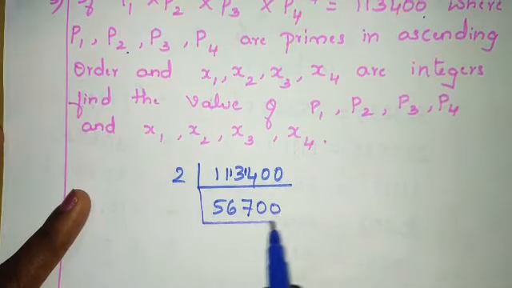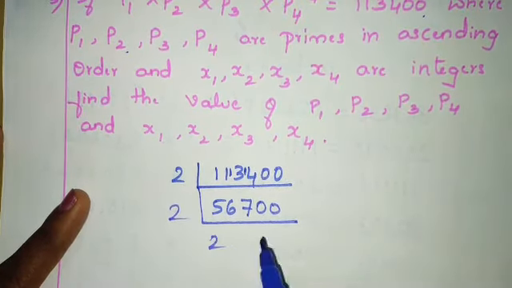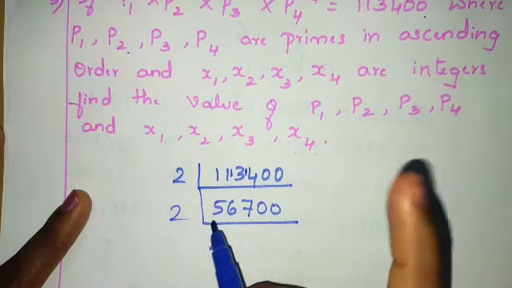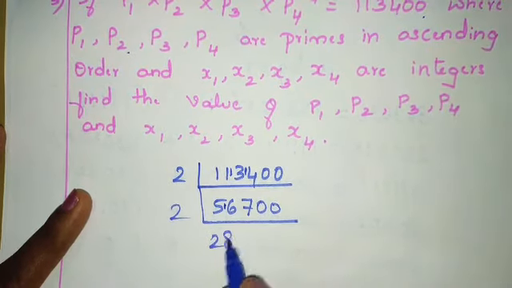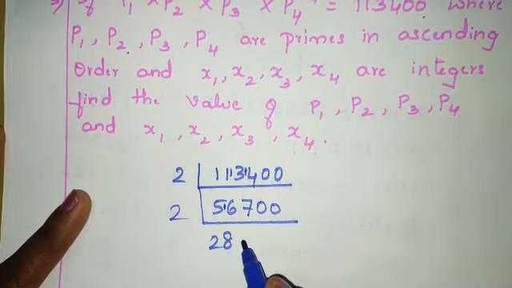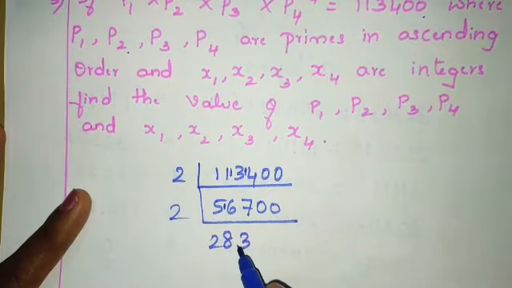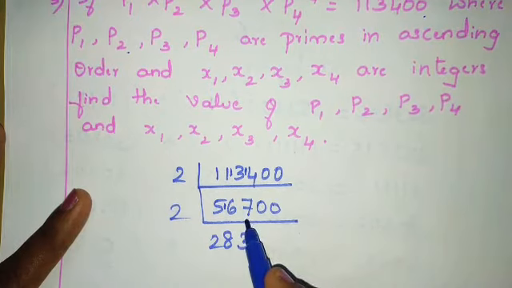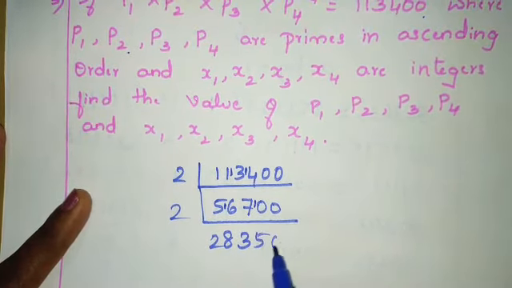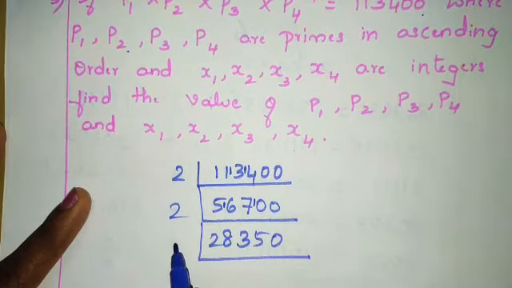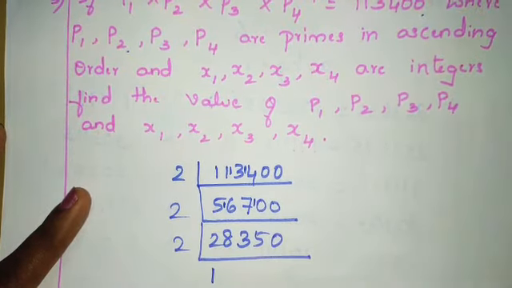Next, 2. 2 2s are 4. Correct? So 5 minus 4 is 1. Shift that 1 here, 16 it becomes. So 2 8s are 16. Then 2 3s are 6. 7 minus 6 is 1. So shift that 1 here. This becomes 10. Then 2 5s are 10. Got it? Next, 2.